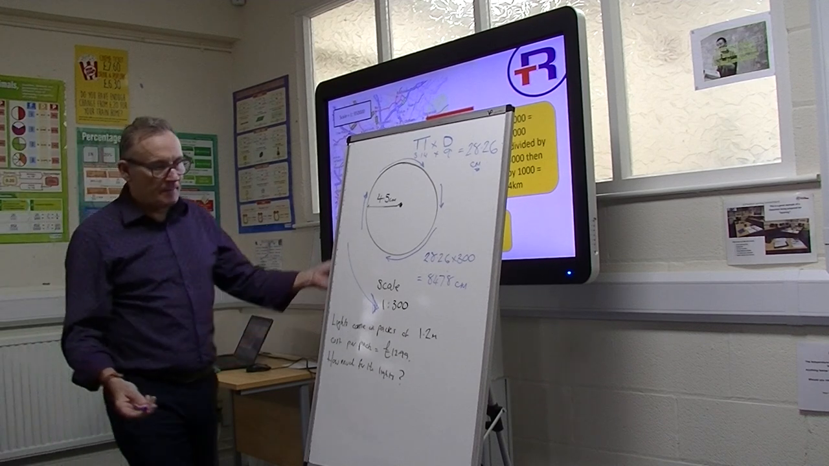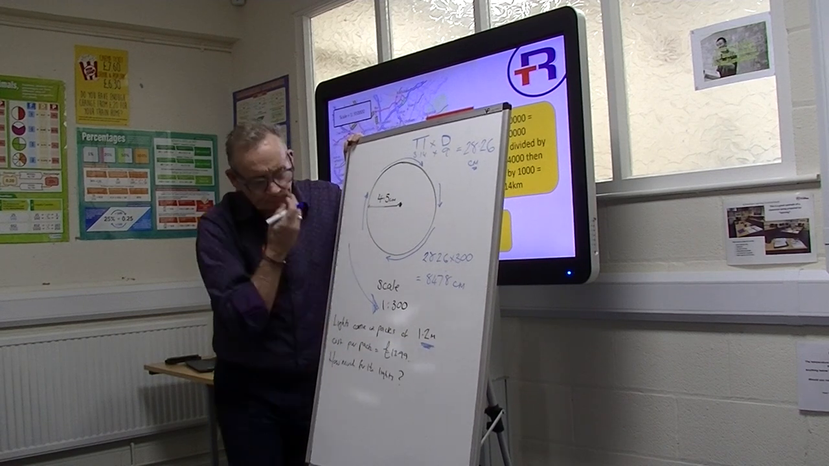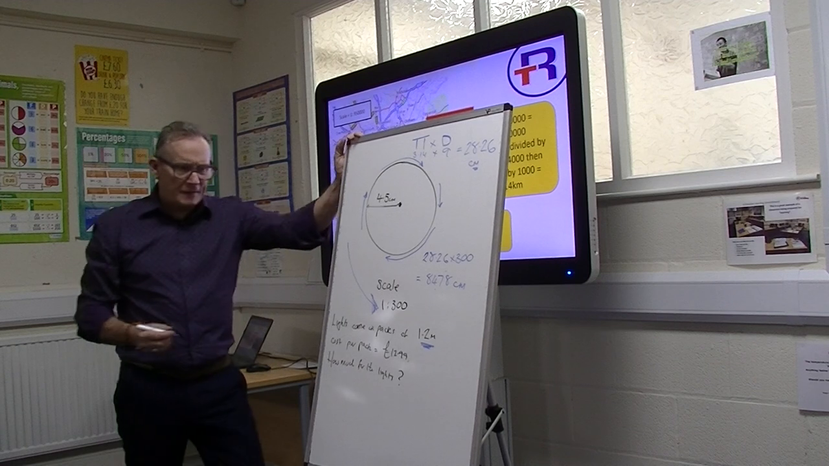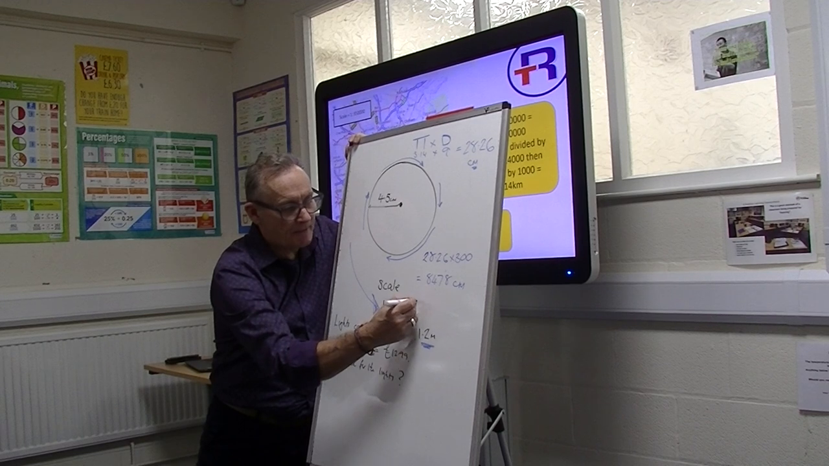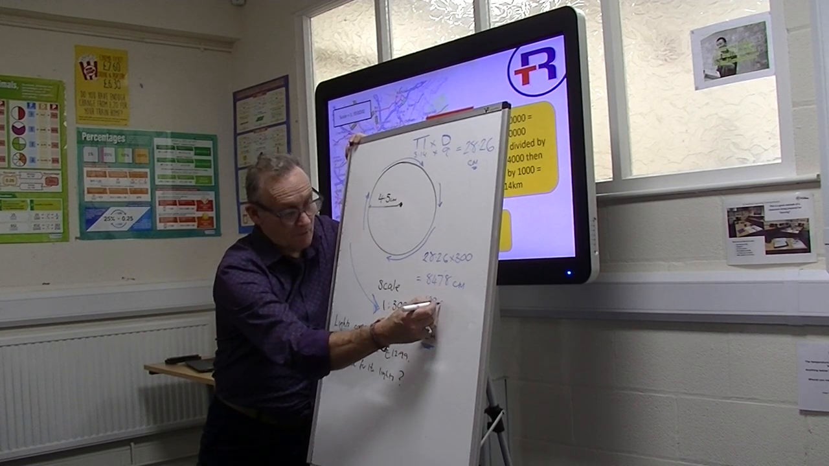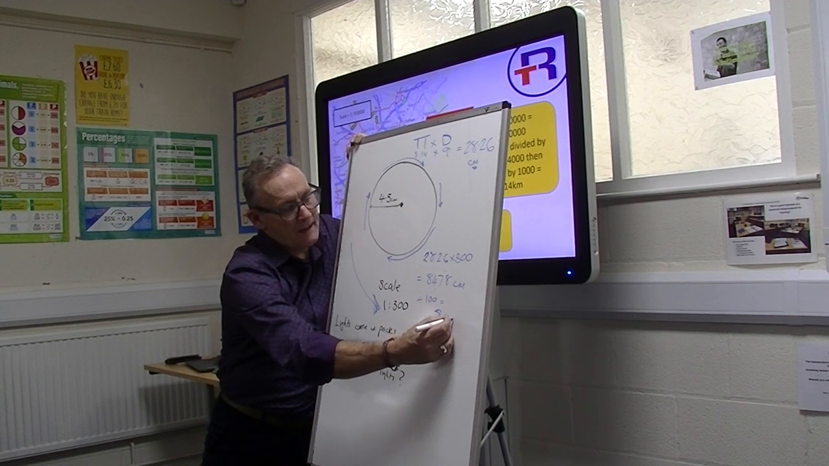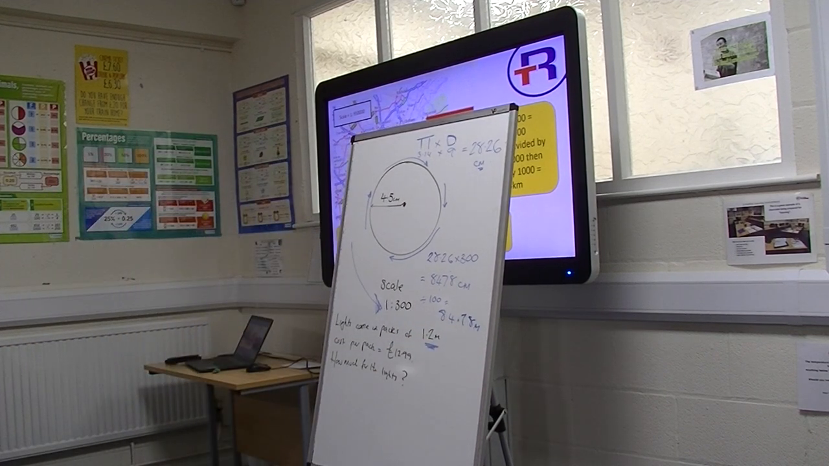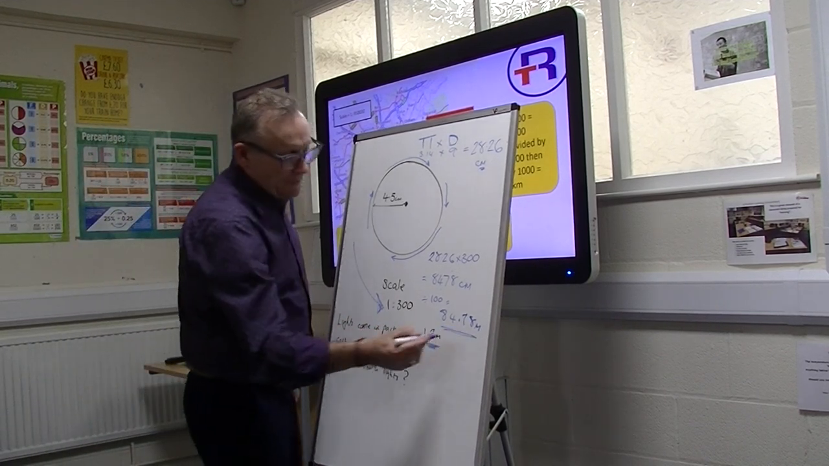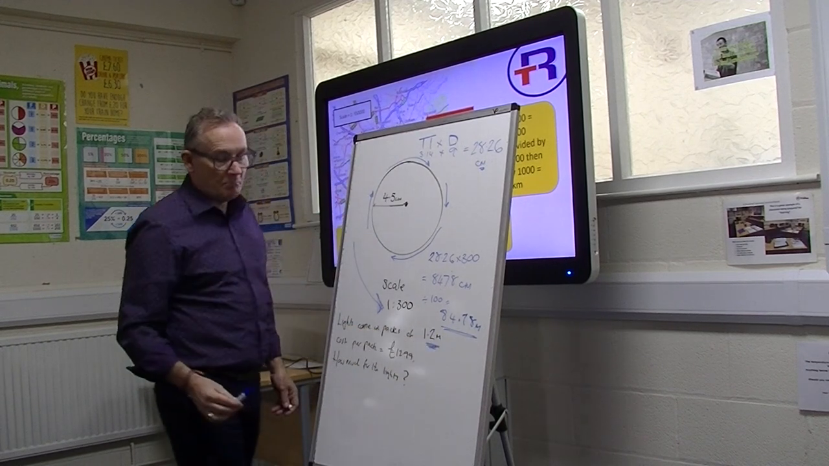8478 centimetres. Now, the packs of lights come in lengths of 1.2 metres. So what have we got to do with the 8478? Convert it to metres by dividing it by 100, which gives us 84.78 metres. We're nearly there. We've done the hard part. We know now that the circumference of that bandstand is 84.78 metres.